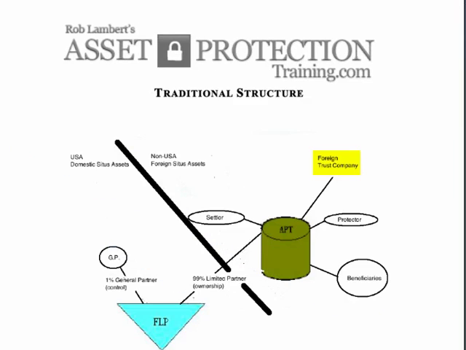This is a traditional asset protection structure. We've already been over this. You've already seen this diagram. You've watched the videos. And if you haven't, you need to. Bottom line, just a quick overview. This black line from the upper left to the lower right hand side of the page symbolizes foreign versus domestic.